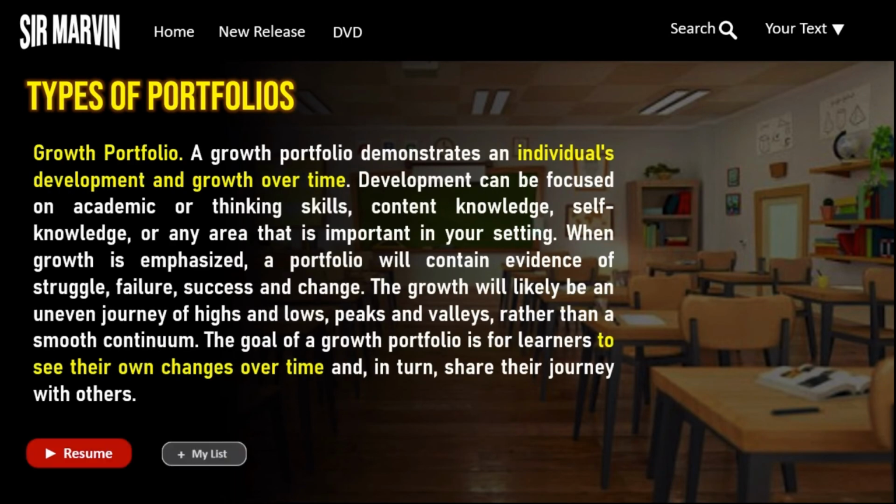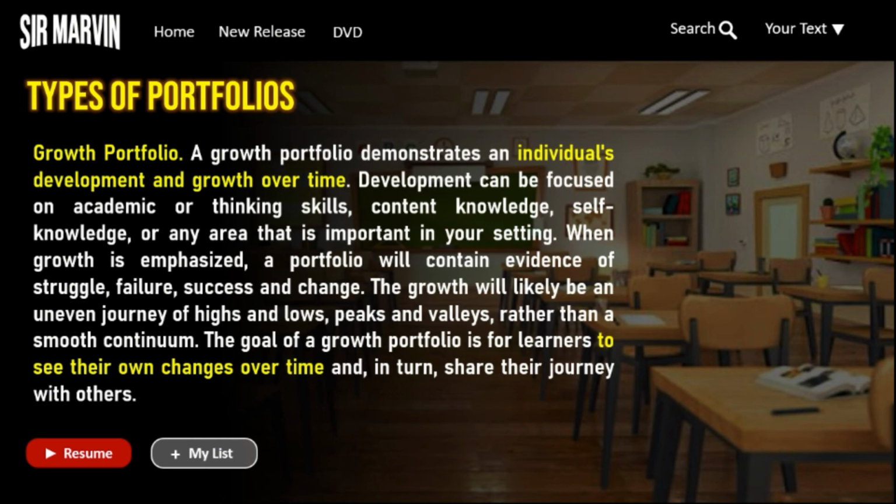Next type, we have the growth portfolio. A growth portfolio demonstrates an individual's development and growth over time. Development can be focused on academic or thinking skills, content knowledge, self-knowledge, or any area that is important in your setting. When growth is emphasized, a portfolio will contain evidence of struggle, failure, success, and change. The growth will likely be an uneven journey of highs and lows, peaks and valleys, rather than a smooth continuum. The goal of a growth portfolio is for learners to see their own changes over time and in turn, share their journey with others. So may clue na rin kayo pag sinabi natin growth portfolio.